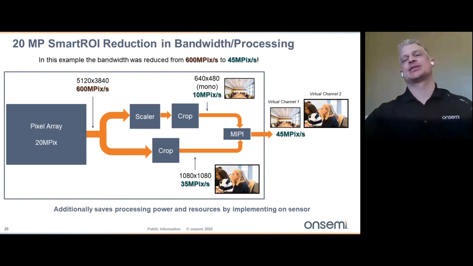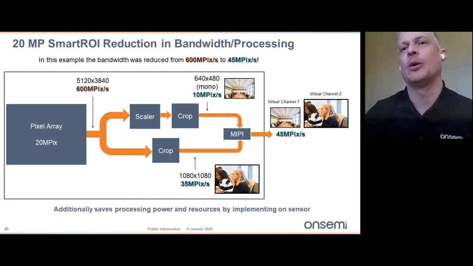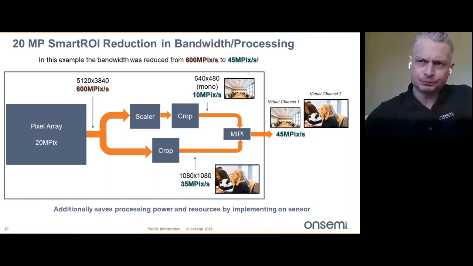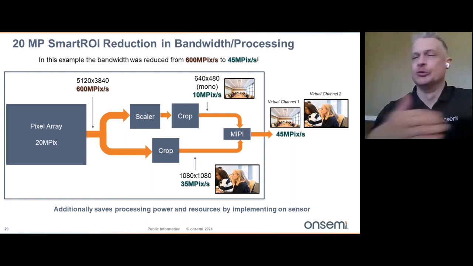So I'll give an example. We have a sensor. We call it the AR2020. It's a 20 megapixel sensor. It has what we call a smart region of interest function built into it. So on one data path, it's got a scaler and a crop. So effectively, you could scale this image down and crop it to, let's say, a VGA image where you've got the full field of view. And this could be user definable.